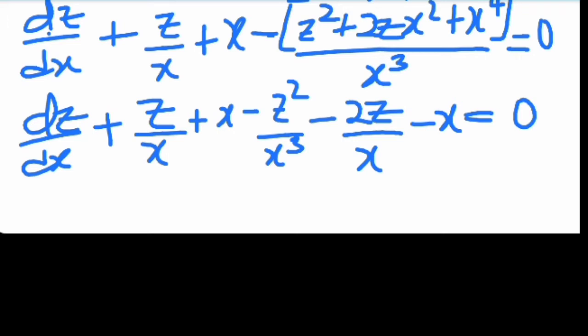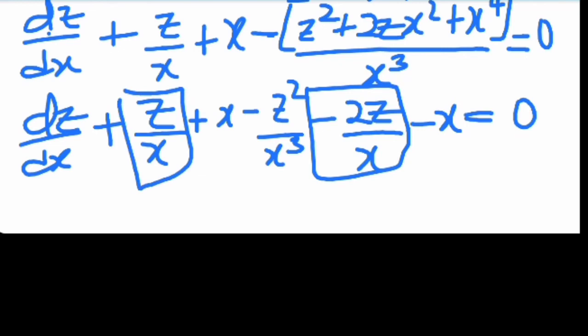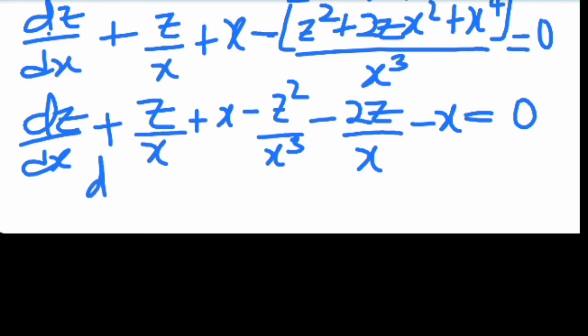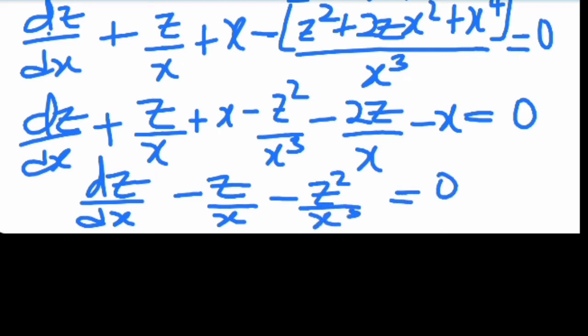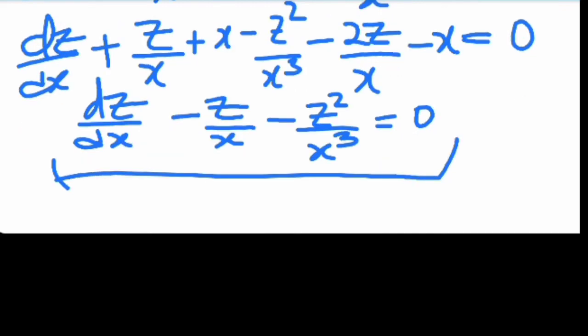And what do we have next? Notice that this and this are similar, so I'll just say this minus this, and that will give me dz by dx minus z over x. This and this goes, x minus x is 0, and we're left with minus z squared over x cubed is equal to 0. I think that this is a Bernoulli equation, but for you to see it, I'm going to put it in the standard form. In your mind, assume that z is y so that you can see it clearly.